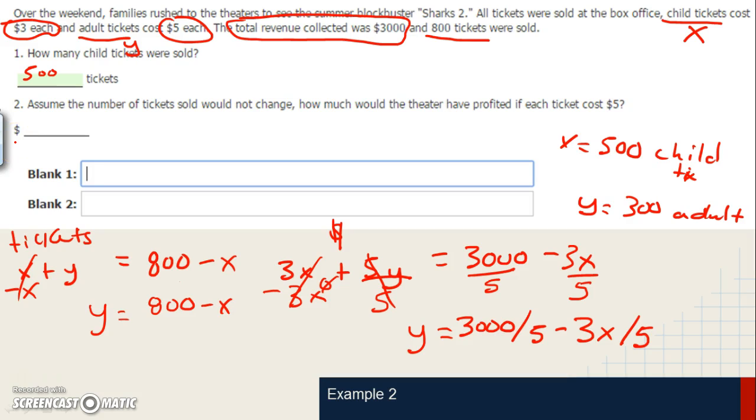For question 2, it asks us to assume the number of tickets sold would not change. How much would the theater have profited if each ticket cost $5? Well, there were 800 total tickets. Each one costs $5. This requires way less math. We do 800 times 5, which is 4,000. So they would have made $4,000 if each of the 800 tickets just cost $5.